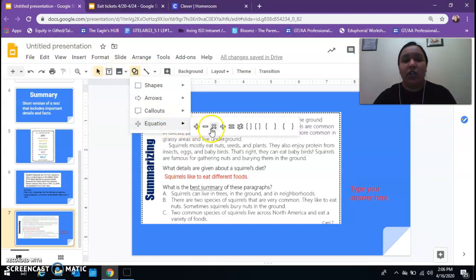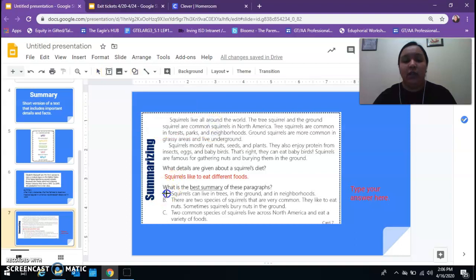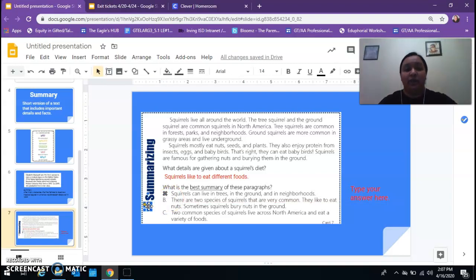If you go under shapes, under equations, and you click on the multiply, you can make a little X. Now, I don't expect you guys to do this. I'm just doing it because, but you don't have to do it. I'm going to create another X just so that I have it ready.